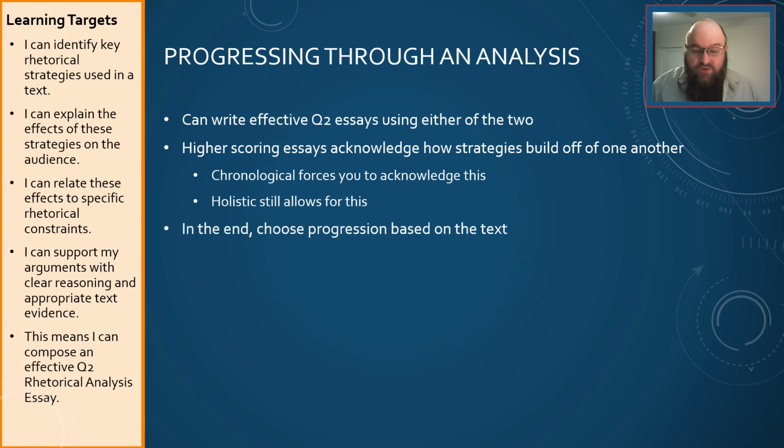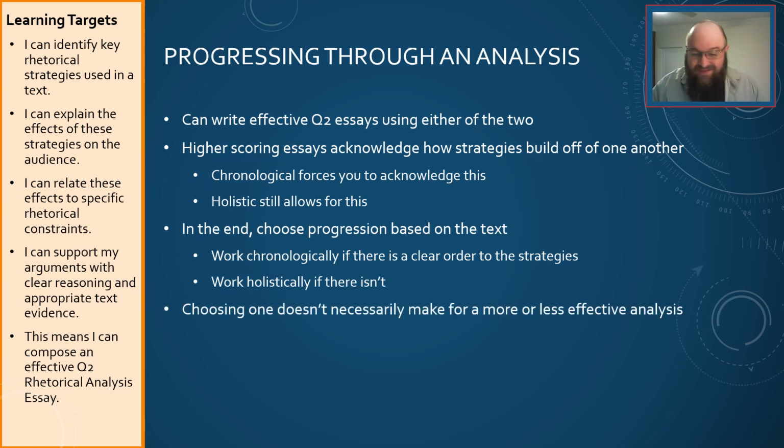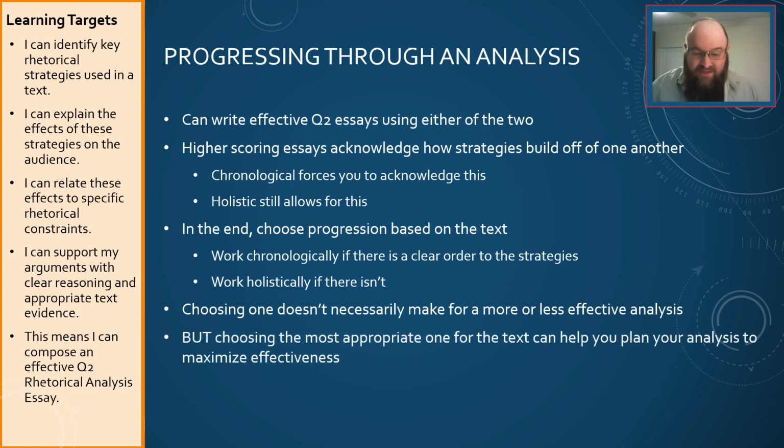In the end, you want to choose a progression method that's based on the text that you are given. You want to work chronologically if there's a clear order to the strategies that you see, or work holistically if there isn't any. Choosing one doesn't necessarily make for a more or less effective analysis, but choosing the most appropriate one for the text can help maximize your essay's effectiveness.